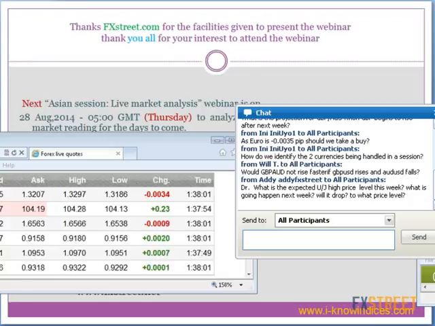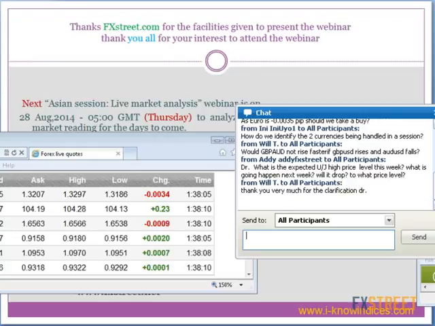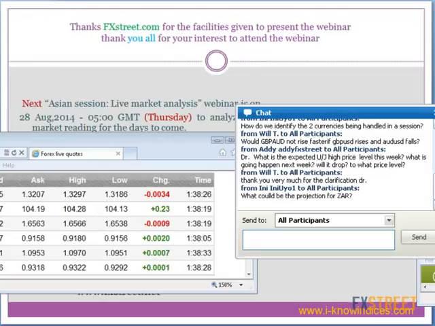Then Adi asks: what is the expected USD yen high price level this week? I told you 105.50 or slightly above. What is going to happen next week? Will it drop, and to what price? No, USD yen is expected to trade around the 104 to 105 level, probably with a downside move, and it may come to 103.80.